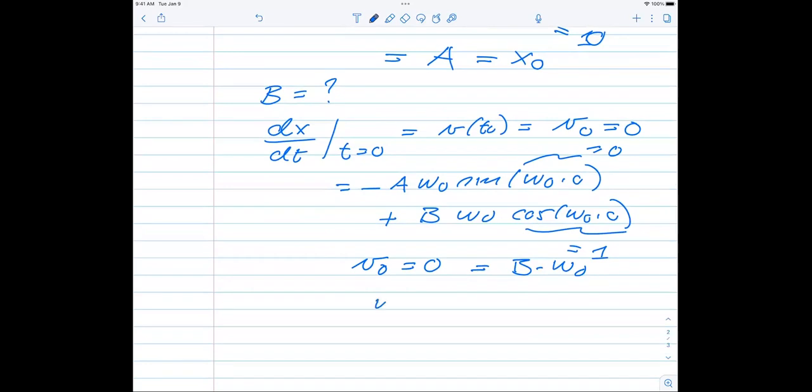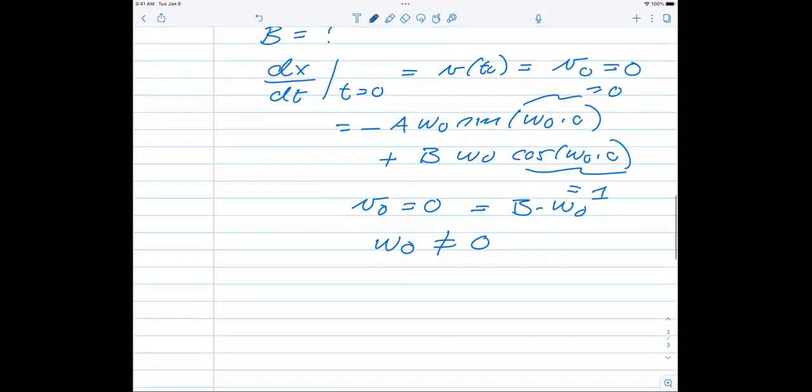And we have defined omega 0 to be different from 0 because we have a spring constant, which we assume to be different from 0, because else the force would be 0. And nothing happens, right? That's pretty boring. So we see now that b has to be equal to 0, since omega 0 is not equal to 0. So the only way we can fulfill this is that b is equal to 0.